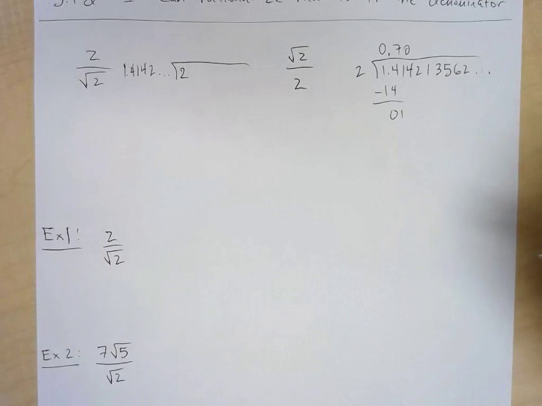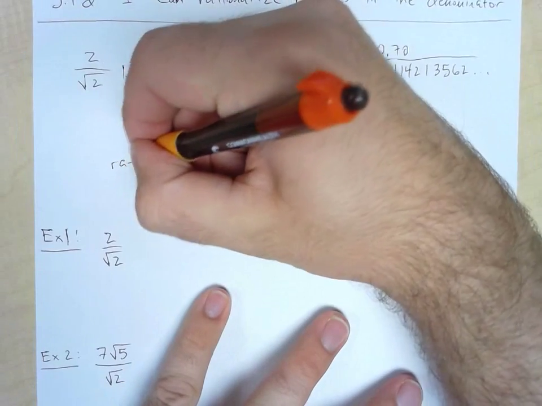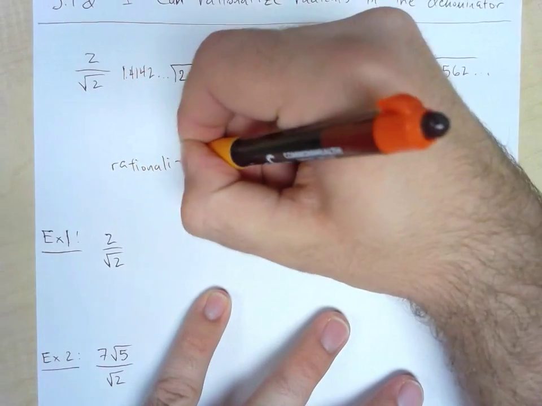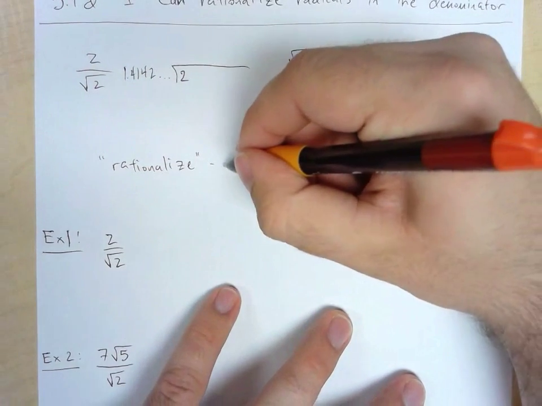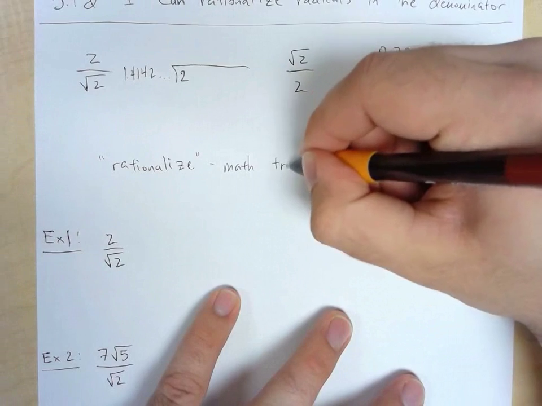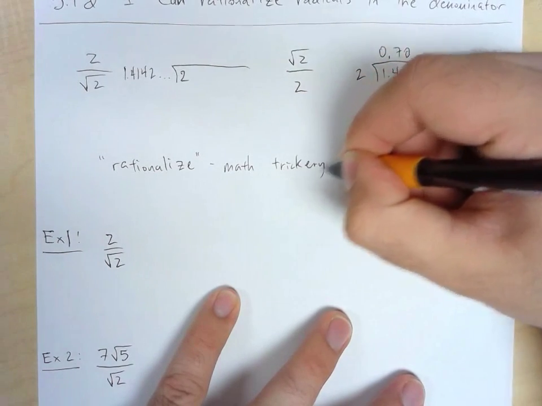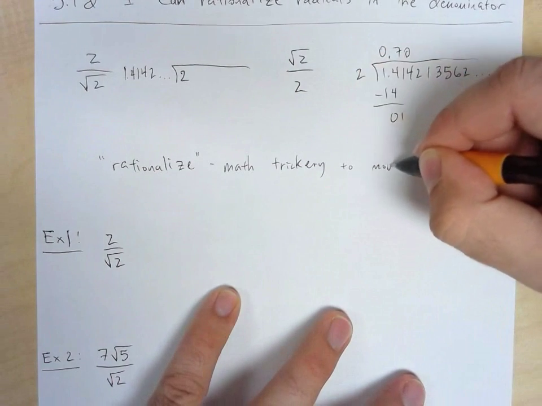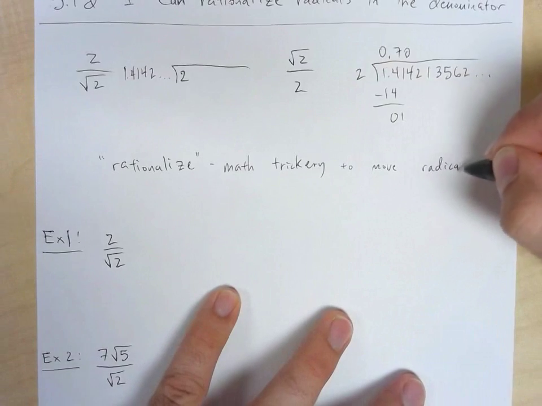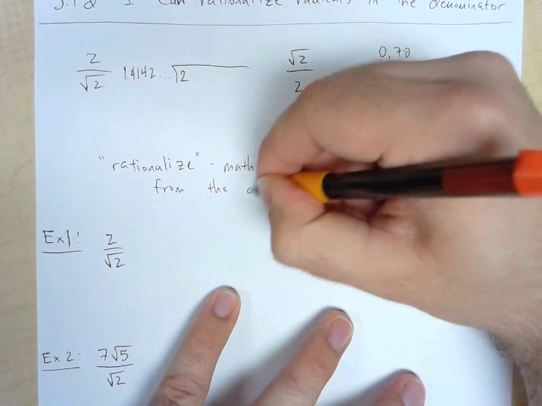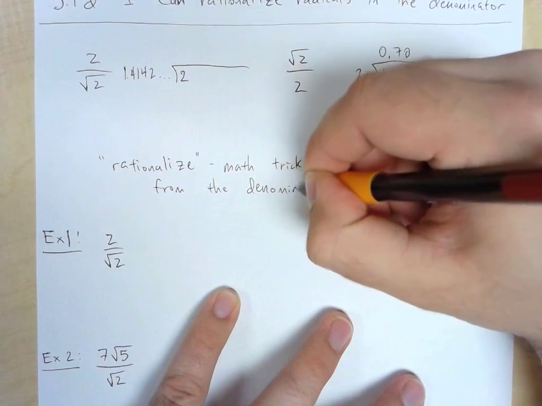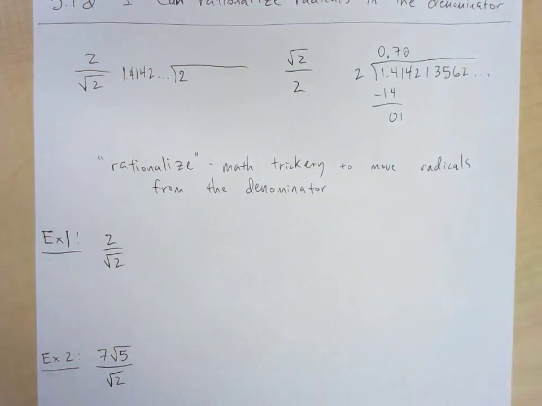So maybe we should actually define this a little more. When we say rationalize, that just means math trickery to move radicals from the denominator. And sometimes we're lucky, we'll get rid of the radical altogether. But most of the time, we're just getting them out of the denominator.